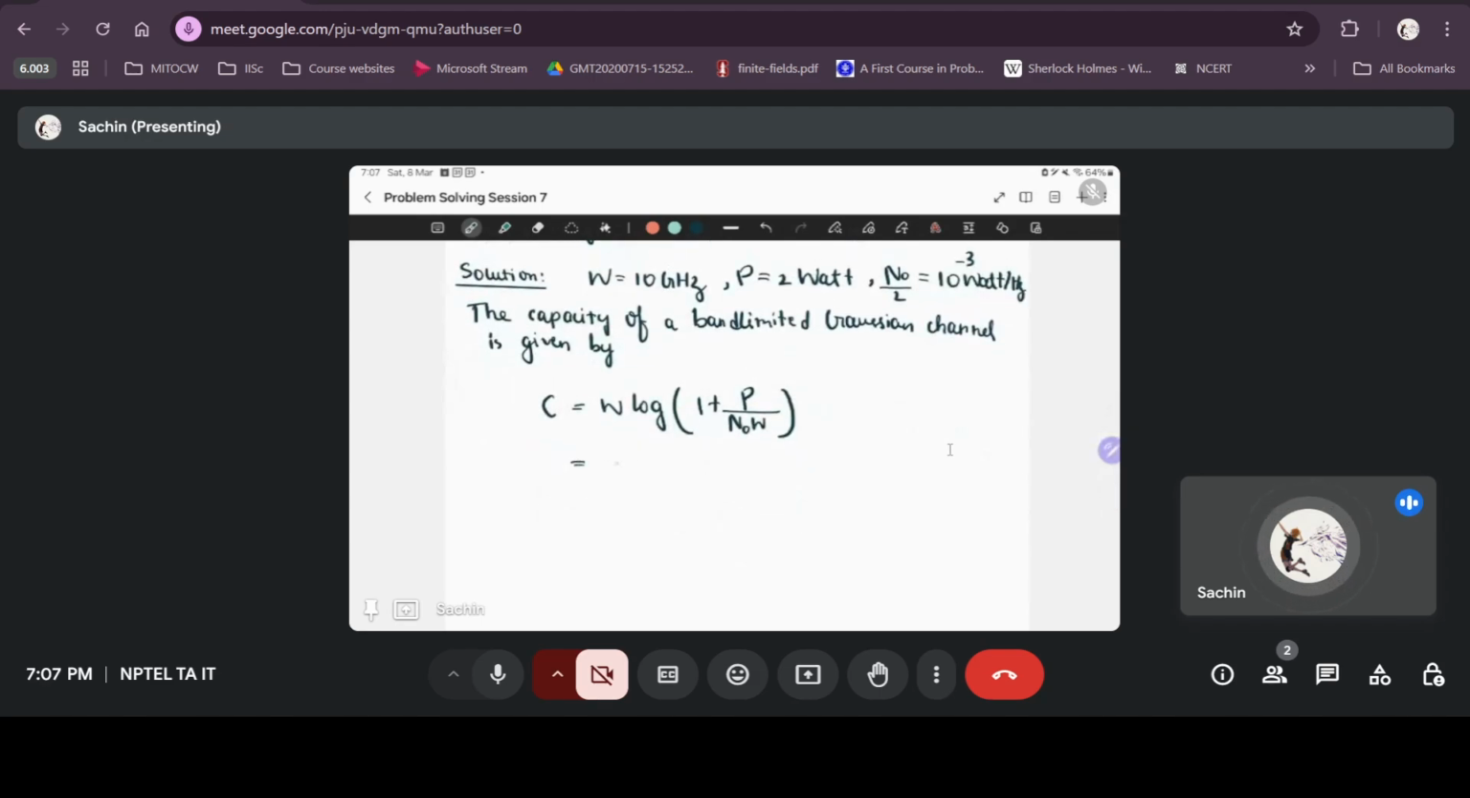Now we just need to plug in the values. 10 into 10 power 9 log of 1 plus 2 divided by 2 into 10 power minus 3 into 10 into 10 power 9, which is 10 power 10 log of 1 plus 10 power minus 7.